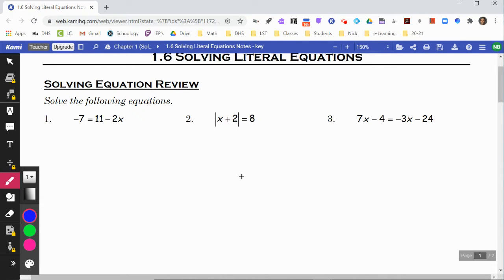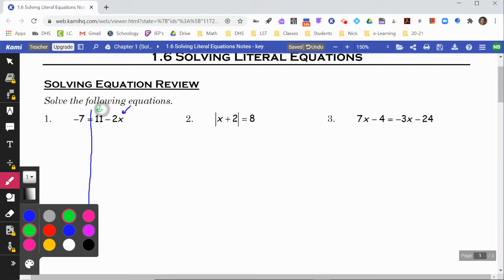Number 1 says we have -7 equals 11 minus 2x. We're asked to solve for x here. Just like anytime we solve an equation, we're always going to start by putting that line down the middle here, and we want to get x all by itself. So here's my x. I'm going to start undoing things that are happening to my x. It's being multiplied by that -2. It is also being added by 11, and I say added by 11 because this 11 here is a positive 11.